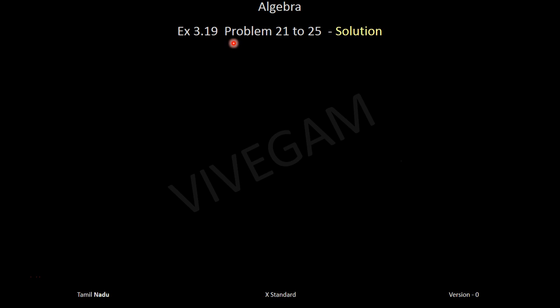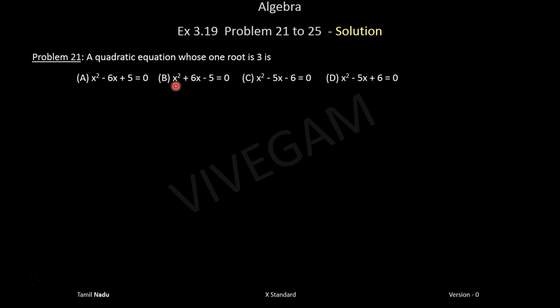Exercise 3.19, problem 21 to 25 solution. A quadratic equation whose one root is 3 is one of these equations. So the easiest way is to substitute 3 in all these equations and see which equation proves true, and that equation is the one which we need to select. Okay, so substituting x equal to 3 in various options we get.